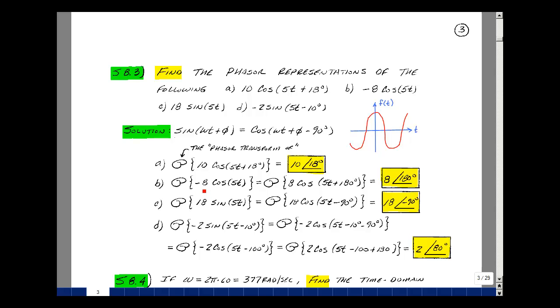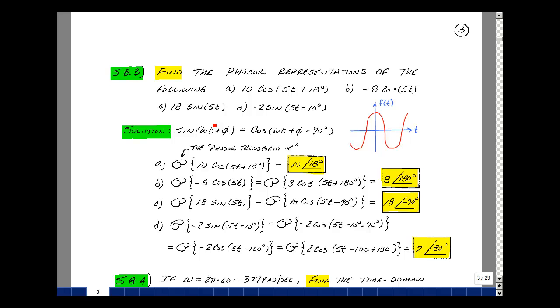Now in the second case here we have a minus sign. We've got to get that minus sign somehow inside the cosine function. But that's just simply a phase shift of a plus 180 or a minus 180. You could use either one. It means the same thing. So now I've got my function as a cosine function with a magnitude and an angle. And so I'm going to grab those two to get my phasor representation. So 8 at angle 180.